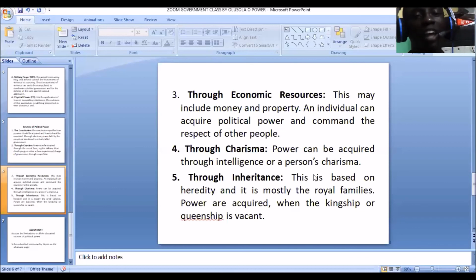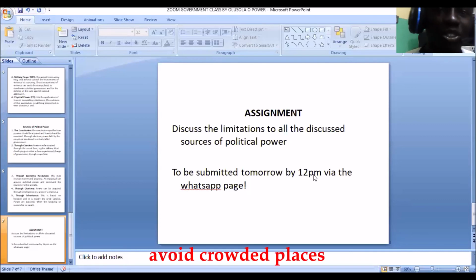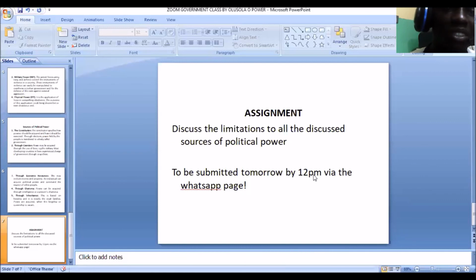So this is all I have for us this afternoon, and because of our time, let me quickly give us this assignment. Discuss the limitations to all the discussed sources of political power. You pick the first source I mentioned in this class and tell us some of the limitations to it. Tell us the second one, the third one, the fourth one, the fifth one, and so on. So just tell us the limitations to them all. Do we have any question?